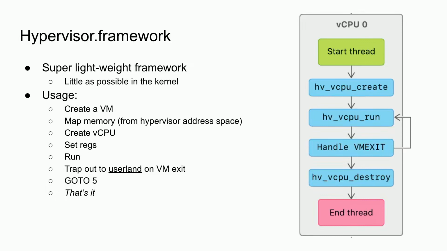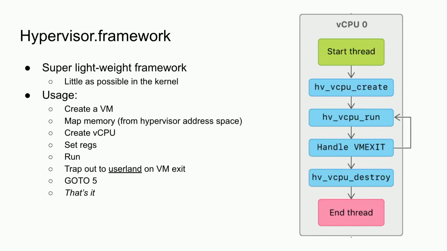It does as little as possible in the kernel and presents a super clean, simple interface. You create a VM, which basically just makes your process eligible for running virtualization. You map memory into this new address space. And notably, you map it from your own. It's not like you get a fresh block of addresses that you then have to write into. You just say map this address in the hypervisor to this physical address in the guest.